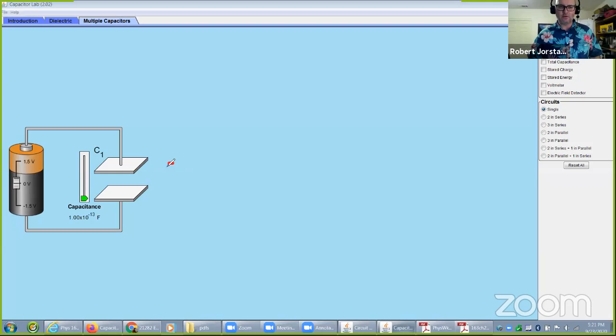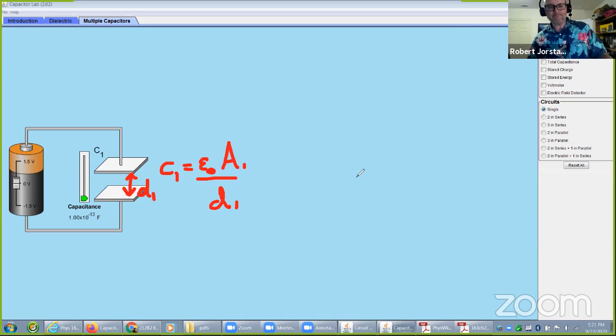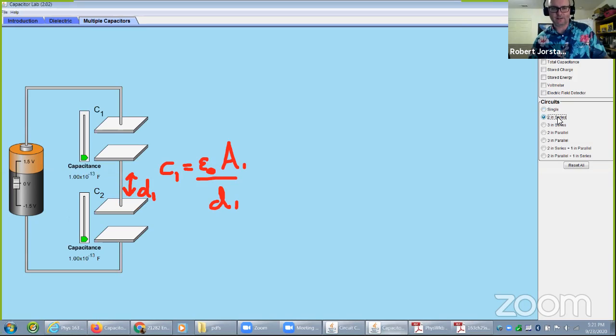Imagine we know C1 is a parallel plate capacitor. I know the capacitance is epsilon naught A over D, and I'll put area 1 and distance 1 here, where distance 1 is the distance between the plates. Now that marker is really fat, so I'm going to slim it down a little. What if I add another capacitor? This is probably going to screw up my drawings, but we'll fix it.